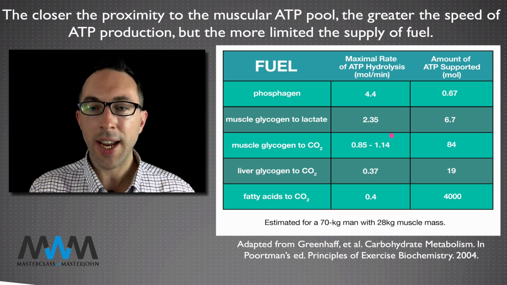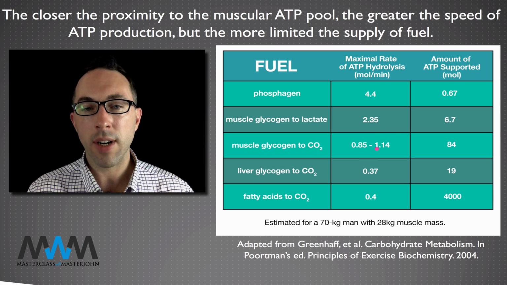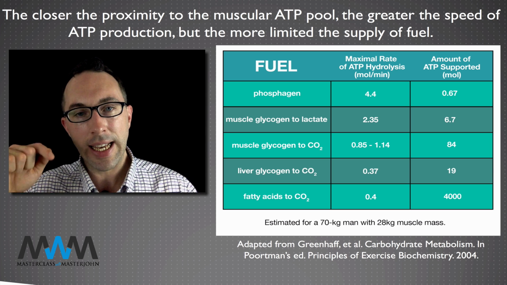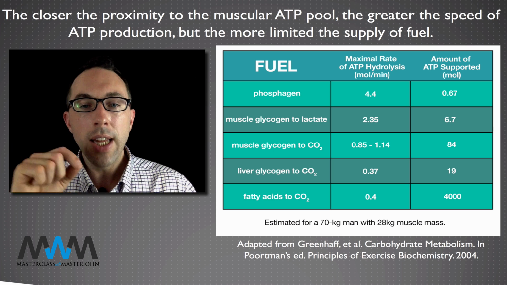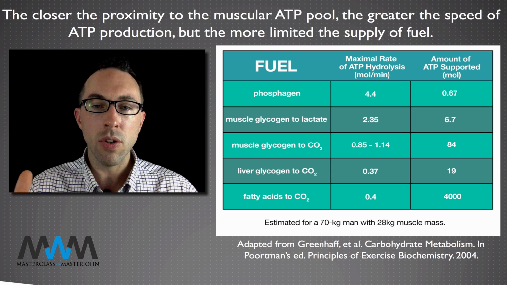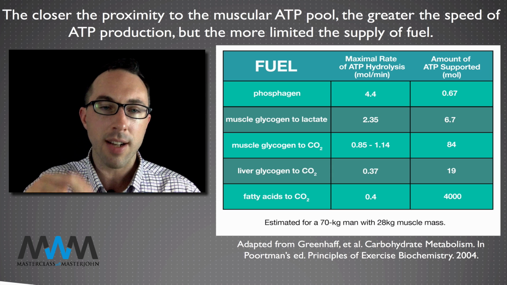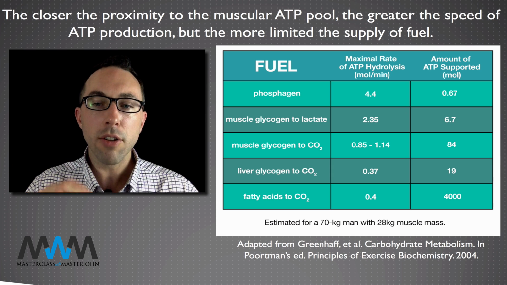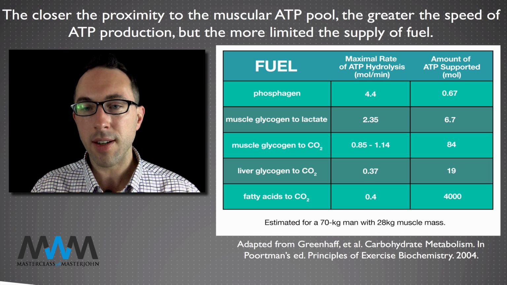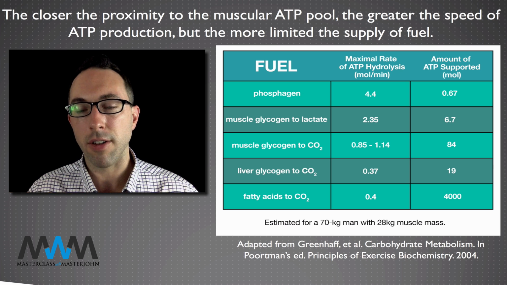The reason that they give a range 0.85 to 1.14 is because it's thought that the glycogen being in the muscle cell, the limiting factor for the speed with which you use it is the degree to which you can get oxygen into that tissue. So well-trained individuals who use oxygen really efficiently can do that faster.